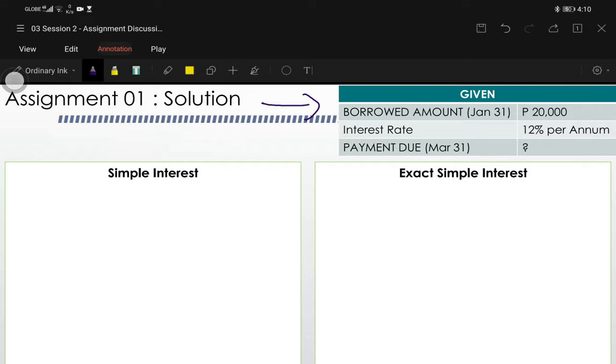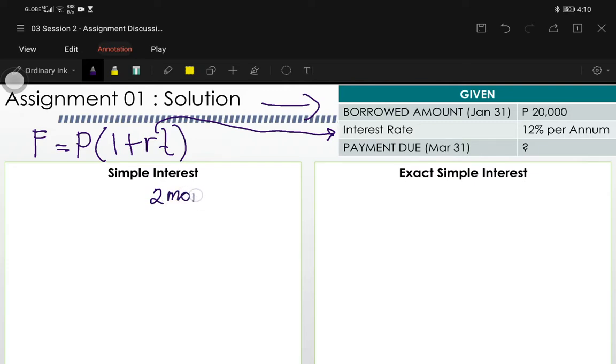So, the formula for simple interest is that the future amount is equal to the present amount times 1 plus RT. R is the interest rate and T is the time, or the amount of time the money was borrowed. So, let's solve first using simple interest. The payment due would be on March 31 and the amount was borrowed on January 31. So, basically that would be exactly 2 months from the time the money was borrowed.